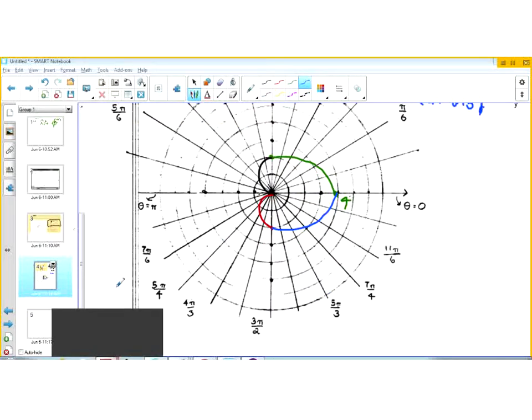Let's see, we can do another example. Now, before I move on, properties of cardioids. We have the following.